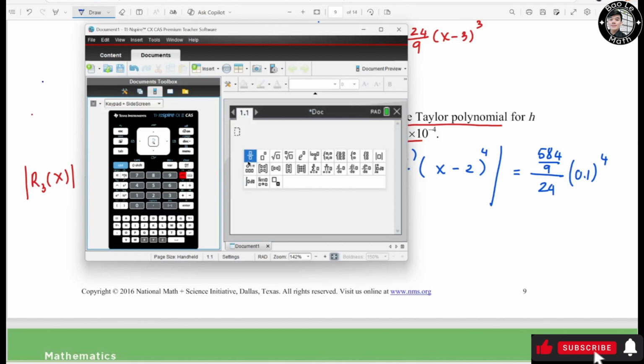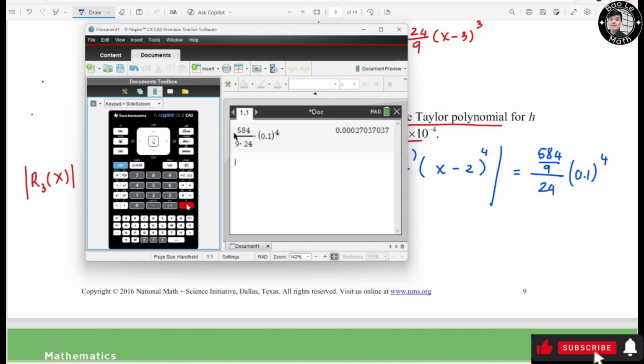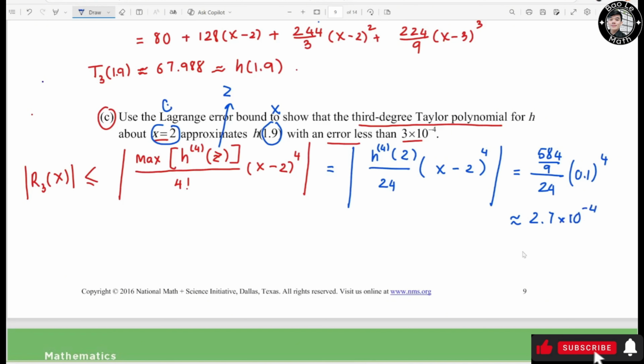Now you're going to pull up the calculator. Hit the button right here, input the fraction, press Ctrl Enter. It's going to be 0.00027, right? It's the same thing as 2.7 times 10 to the negative 4, right? And this is actually less than 3 times 10 to the negative 4, right?